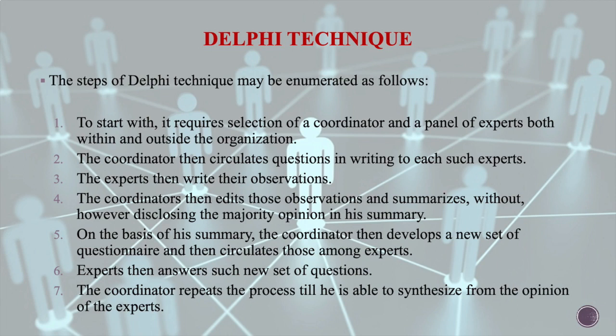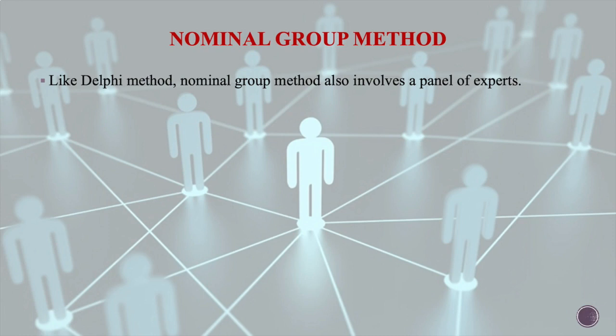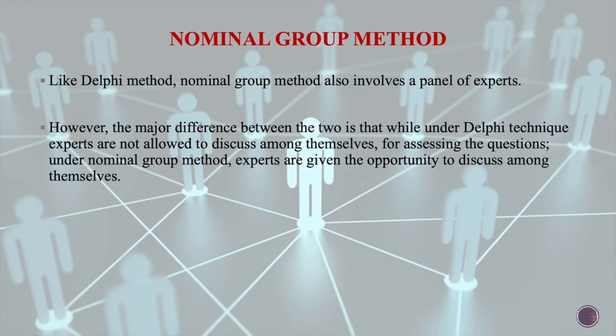There is another method that is being followed in qualitative method of forecasting, called the nominal group method. Nominal group method also involves a panel of experts like DELPHI. However, the major difference between DELPHI and the nominal group method is that under the DELPHI technique, experts are not allowed to discuss among themselves for assessing the questions. Under nominal group method, experts are given the opportunity to discuss among themselves.